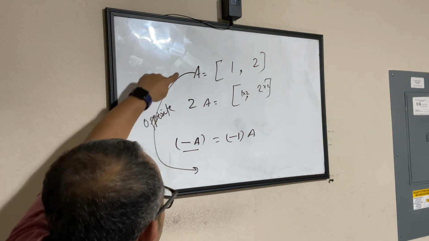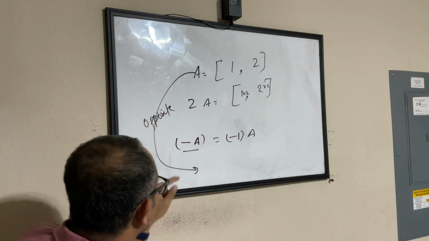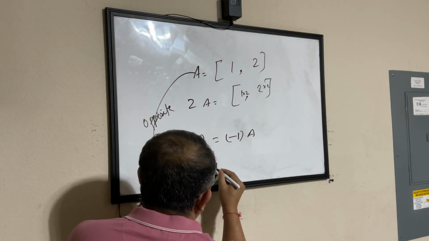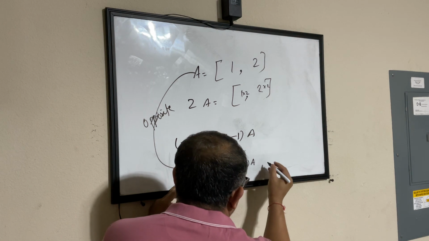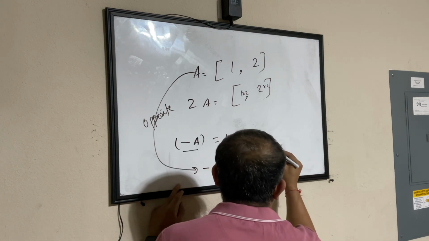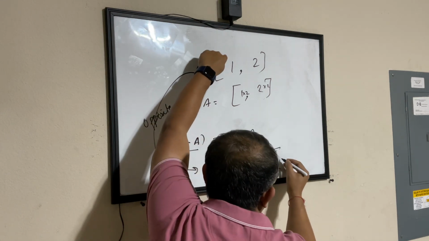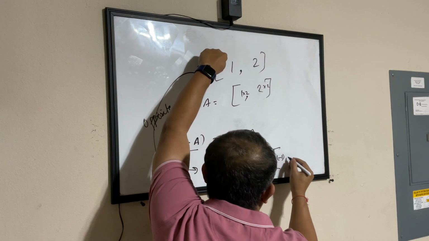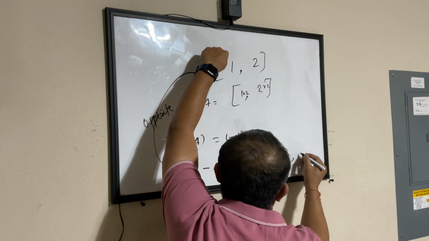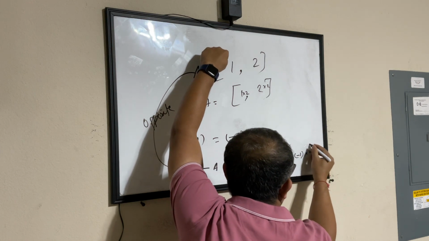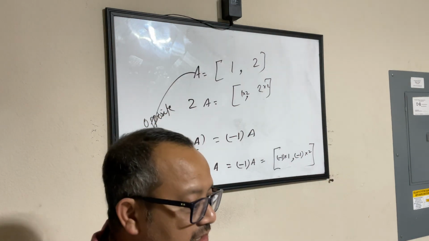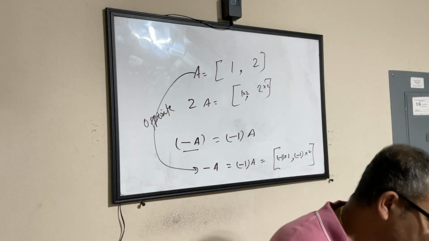Okay. So if I'm talking about the opposite of A, I'm talking about minus of A. That is essentially -1 times A. That means whatever value I had for A, I'll multiply everything with -1. And that is how I'll get the resulting matrix, which is the opposite of A.